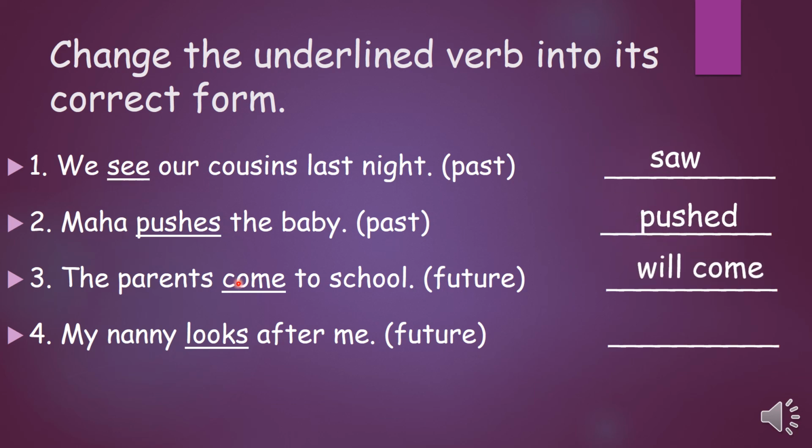The parents come to school. The verb come needs to be in the future, so we will add will before it. Will come. My nanny looks after me. In the future it will be my nanny will look after me. We remove the S before we add the will.